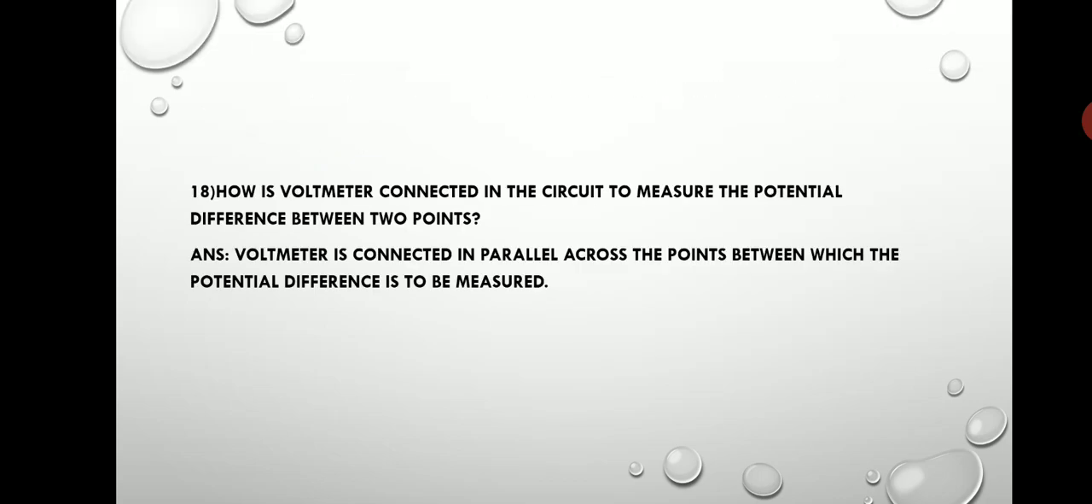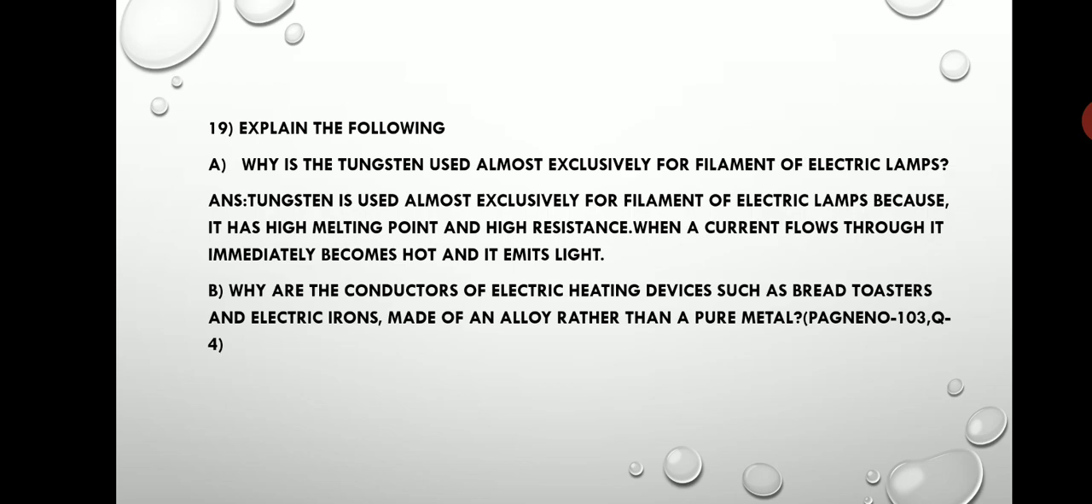The next one: how is a voltmeter connected in the circuit to measure the potential difference between 2 points? Obviously, the voltmeter should always be connected in parallel. There is no doubt in that. Now explain the following. Here 5 questions are there.